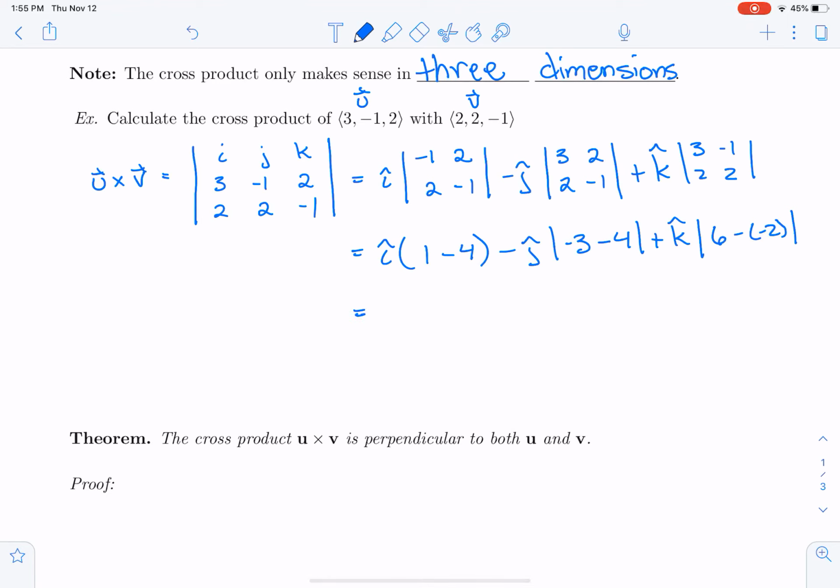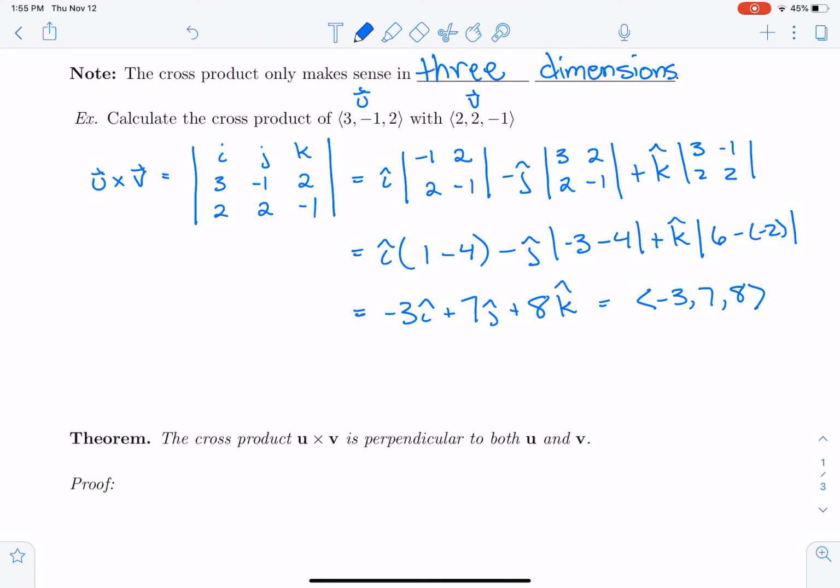So the result is going to be negative 3i plus 7j plus 8k. We could write that as negative 3, 7, 8. And that is the cross product.